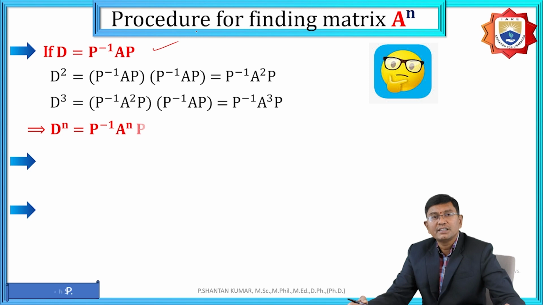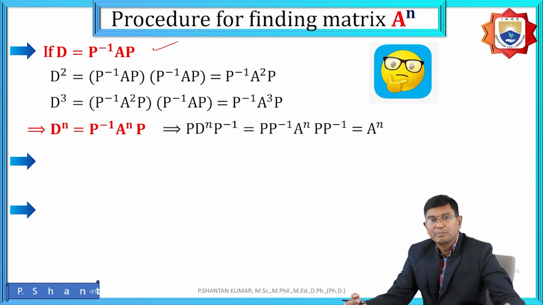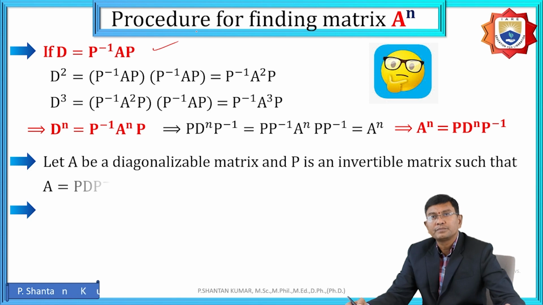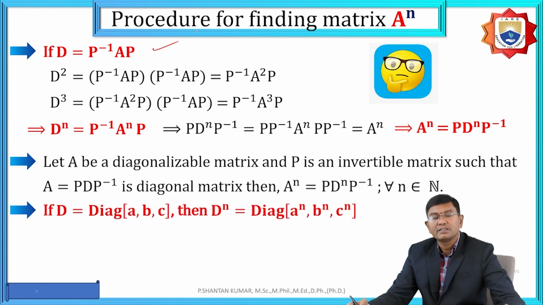Similarly, D power n is P inverse A power n P. From this, if we need to find A power n, we multiply on both sides by P, and automatically A power n is nothing but P D power n P inverse. This is the formula. This is the clear thing.